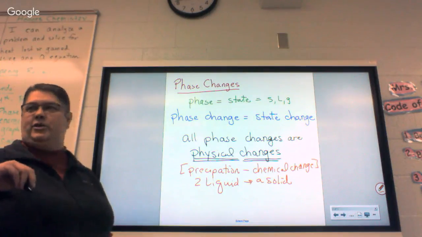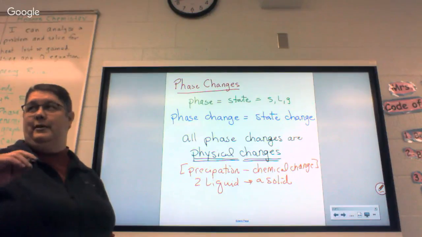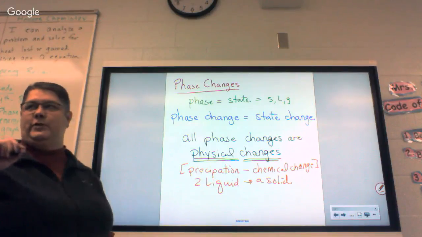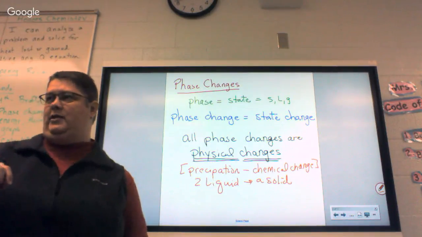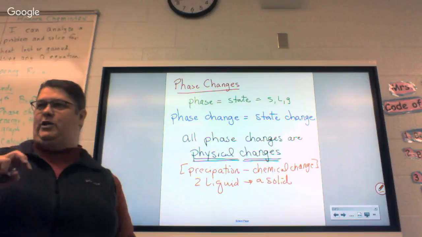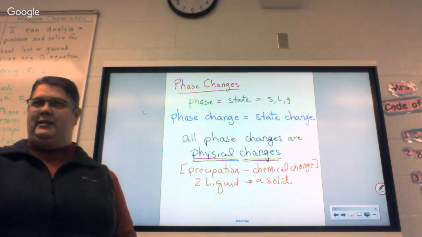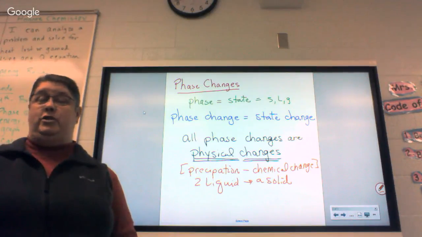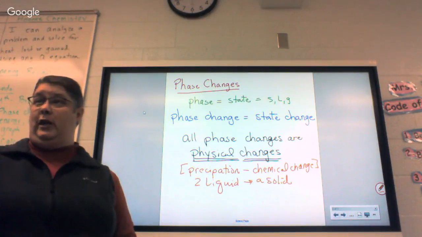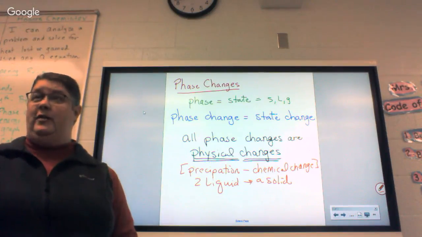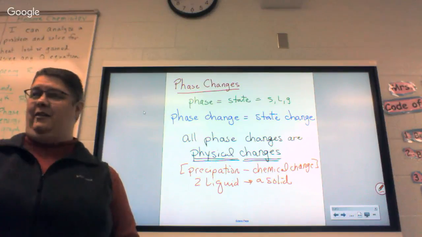All right, precipitation is not a phase change, okay? When we talked about precipitation way back in the beginning of the semester, we said precipitation was when two liquids made a solid. Sometimes there's a color change associated with it. You took two clear liquids, mixed them together, and made that yellow stuff that was in the test tube. That had a color change, and it made a solid. That had two indicators of chemical change. That was a precipitate, not a phase change.